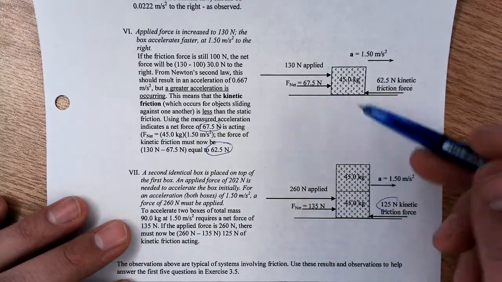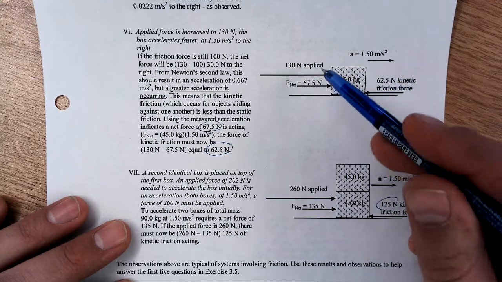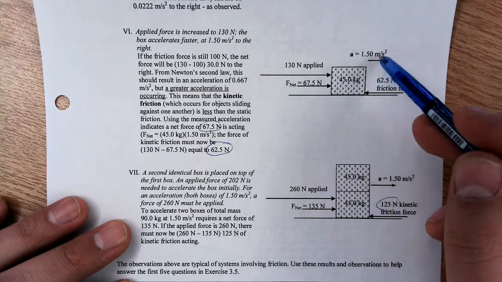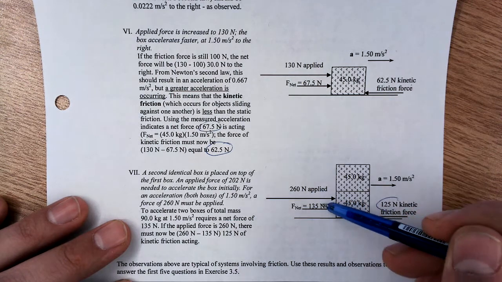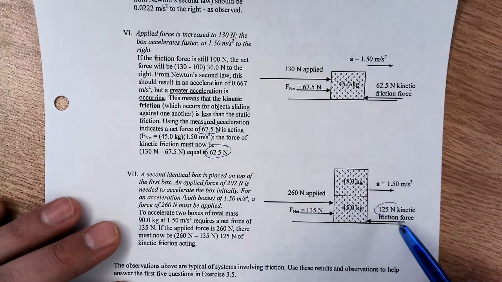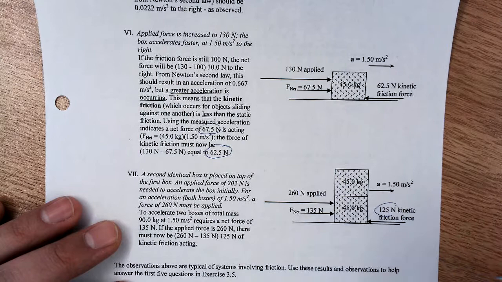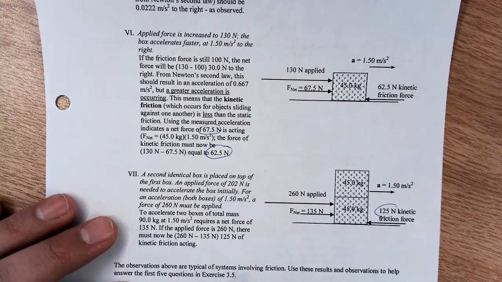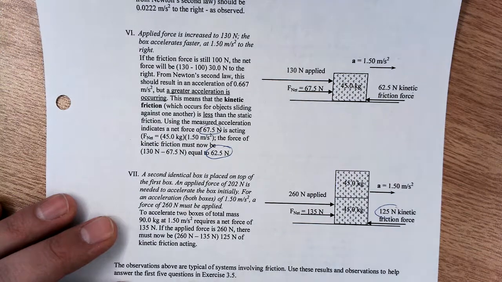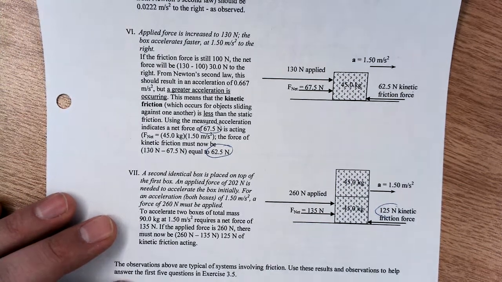Basically, all of these numbers are just doubling as far as force to get the same acceleration. Because we have double the mass, we need double the force. And it'd be double the kinetic friction pushing back on it. Okay, so we're going to use these observations to help us with the first 5 questions in exercise 3.5, which is on the next page.